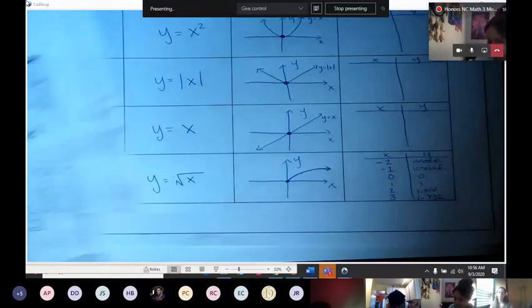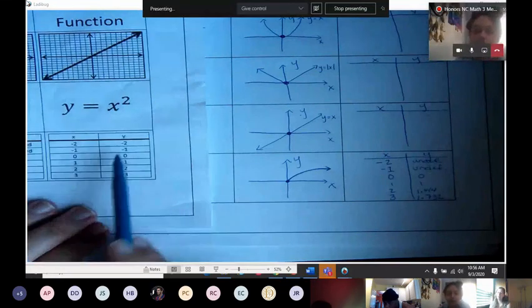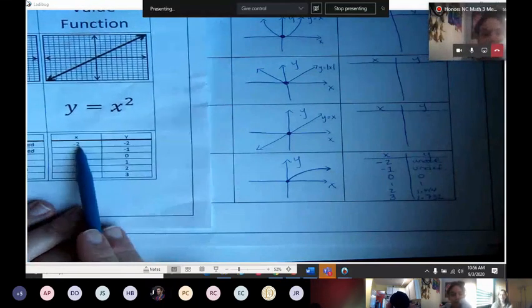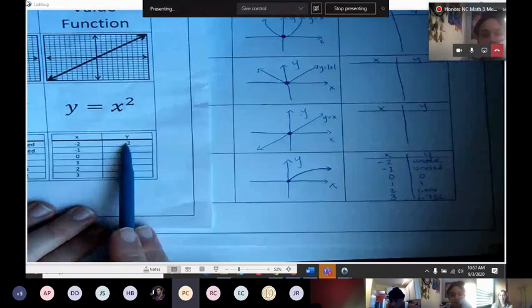Okay, so now we have this table. So it takes a number and maps it to the exact same number.